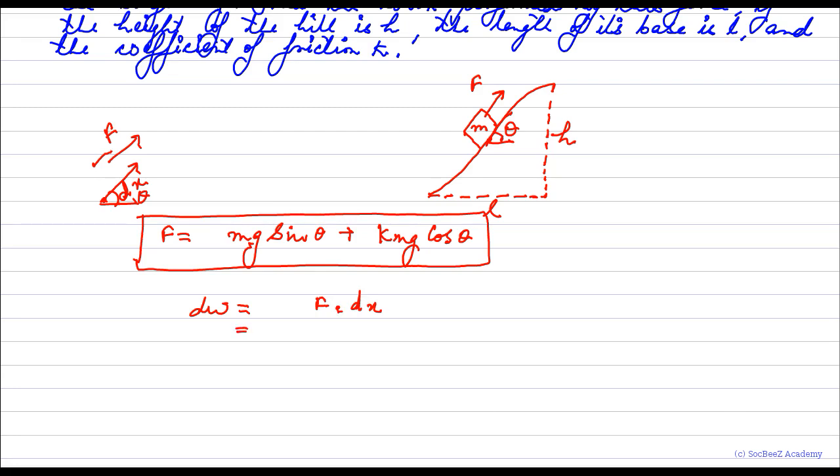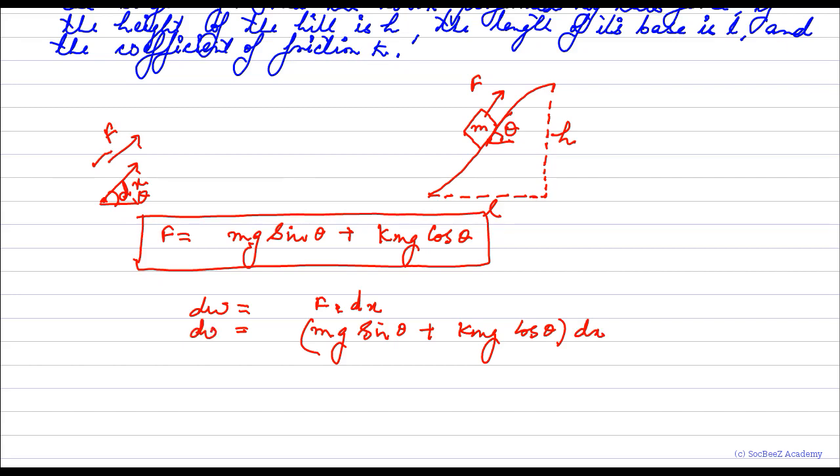So it can be written as mg sine theta plus kmg cos theta, since F and dx are in the same direction, that is, the angle between the displacement vector and the force vector is 0. So F dotted with dx can be written as F into dx. Fine, so therefore I have written this expression.